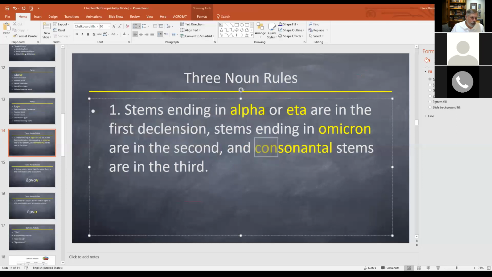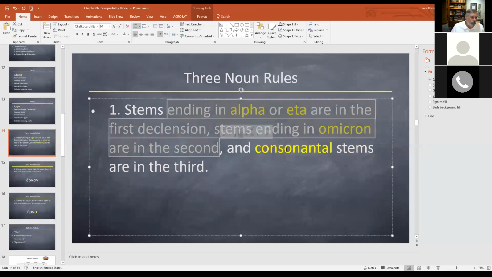Then there's what's called third declension, which we're not going to get to for a while. They're called consonantal stems. They don't have an alpha, eta, or omicron. Those are vowels. They have consonants for their stem endings. We'll do those much later. Let's get comfortable with this, and then we'll focus on third declensions later. There are only three patterns you're learning: a pattern for first declension, a pattern for second declension masculine and neuter, singular and plural, and a pattern for third declension, which we'll do later.